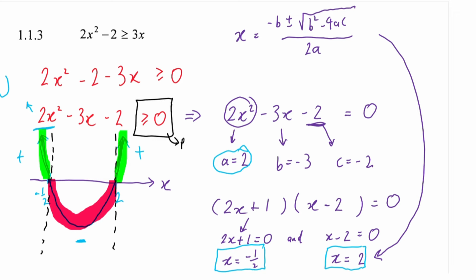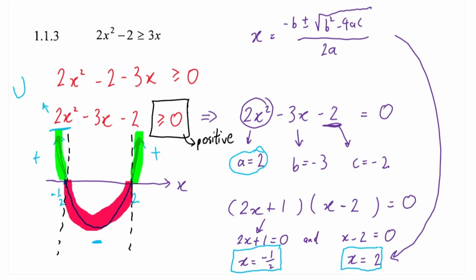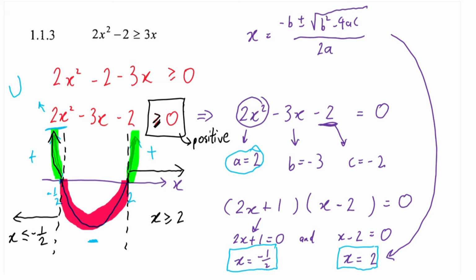That means positive. Where are the positive regions? It's the green parts. If we take that region, we can write it as x greater or equal to 2. We keep the sign as equal to because in the question it says greater or equal to 0. And the other positive region is this green part here, and that's everything less than minus a half. So we can write that as x less than or equal to minus a half. And that's your solution: x greater than or equal to 2 and x less than or equal to minus a half.